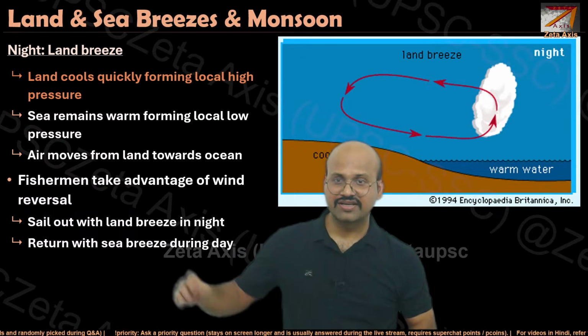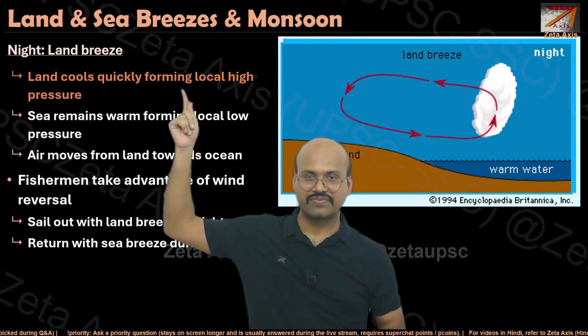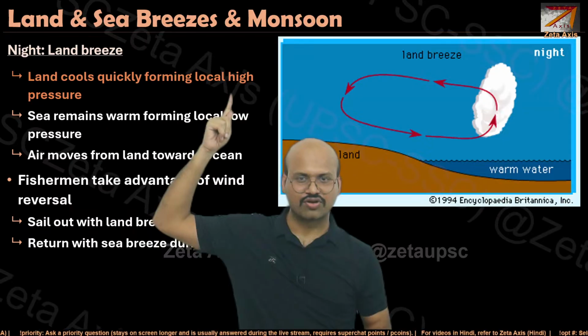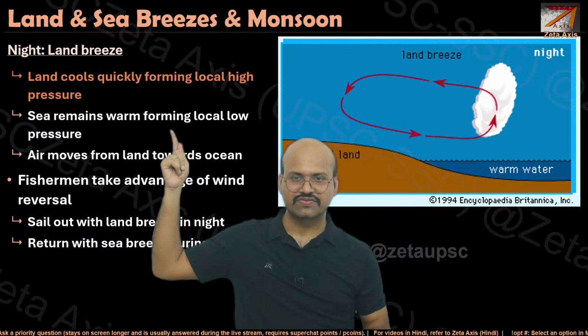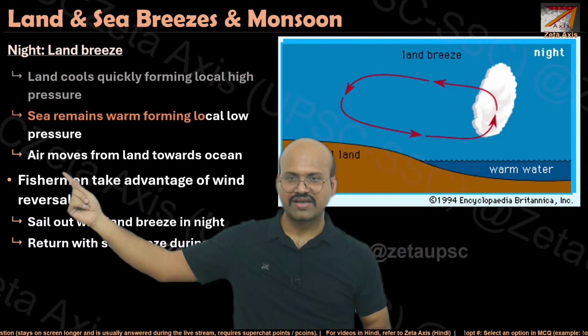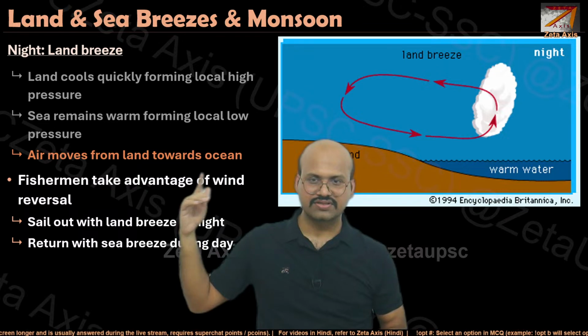So if we see it, land cools quickly, forming local high pressure over the land. Sea remains warm, forming local low pressure. Air moves from land towards oceans.